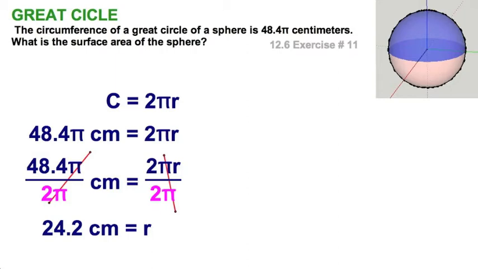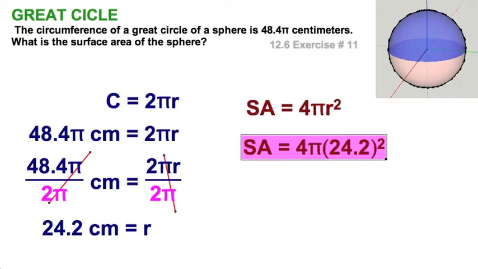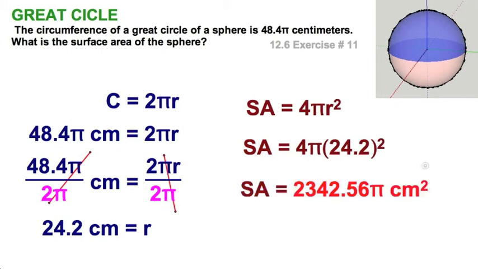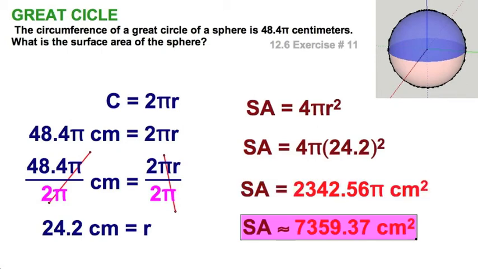Well, that's backwards. Now let's go forwards. Our surface area, 4 pi r squared. Substitution. And let's do the squaring there. We still have to multiply by the pi and round to the nearest hundredths. There you go. So backwards and forwards.